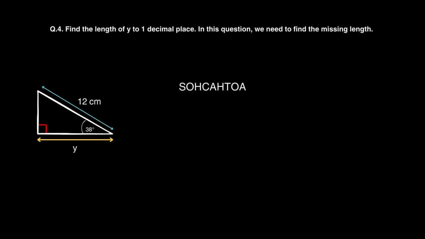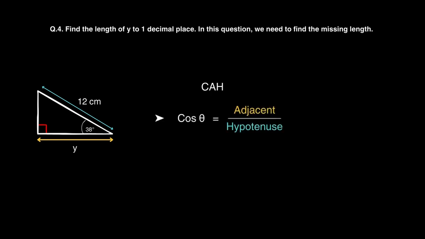In this triangle, we know that the adjacent side is y and the hypotenuse side is 12 centimeters. So we also know that A and H are the two sides we are working with. Then it's part of the CAH from SOHCAHTOA. CAH stands for cosine's ratio to the length of adjacent over hypotenuse. The given angle is 38 degrees, so we need to use cosine. The units for A and H are y over 12.